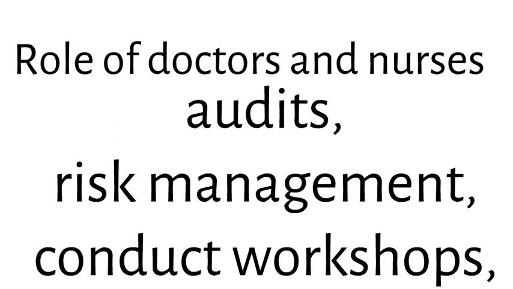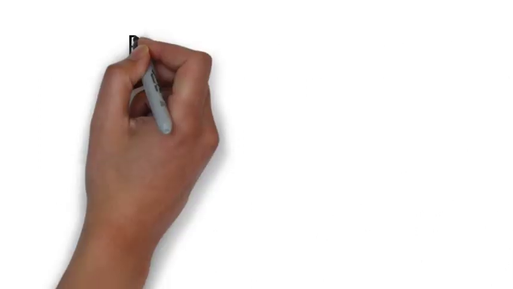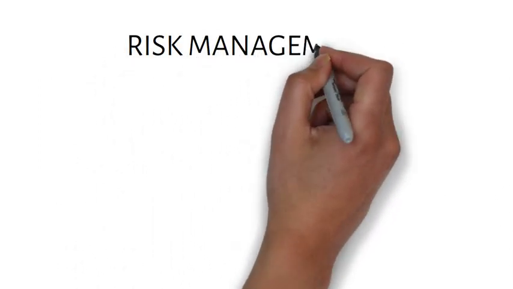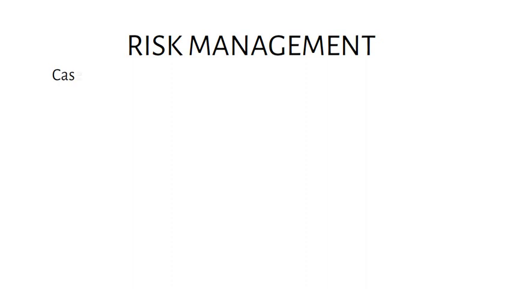So after having gone through this question and discussing the 7 pillars of clinical governance, now let us just discuss risk management in a little bit more detail. To understand this better, let us take an example about how risk is analyzed when an event occurs.